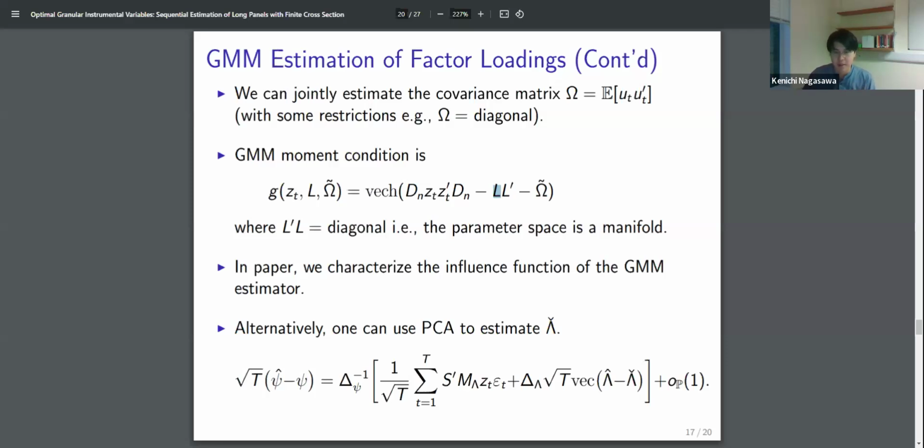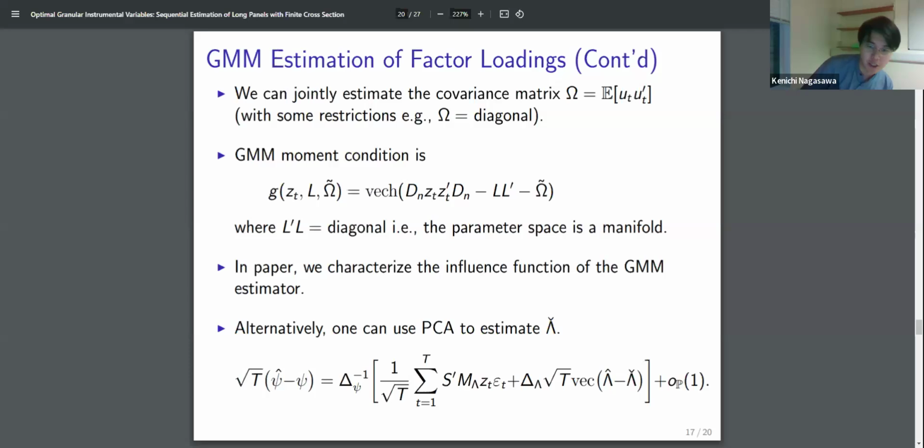It's not a vector space, so you need to take care of the theoretical challenge. But we do that in the paper, and we characterize the influence function of the GMM estimator. I'm not showing the formula because I didn't find it super insightful just looking at it, but it's in our paper, which we are hoping to make public relatively soon, but we don't have it available yet. Anyway, having characterized the influence function of the GMM estimator, we can plug that formula in here to characterize the influence function of the granular instrumental variables.